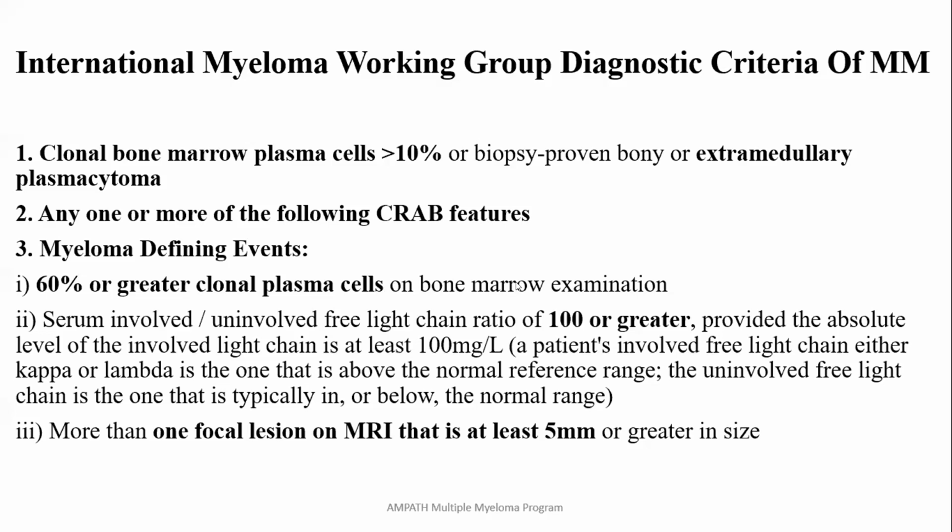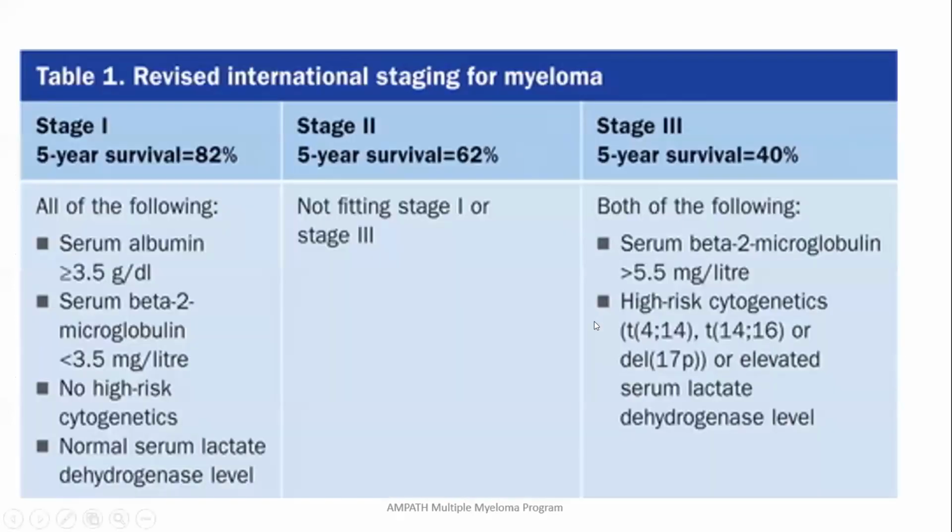So next slide. This is just to remind us that we need to stage multiple myeloma. And for you to diagnose it, we have almost everything except cytogenetics. This is the Revised International Staging for multiple myeloma. You need a serum albumin, which you'll get from your liver function tests, and a beta-2 microglobulin of less than 3.5 milligrams per liter. If you're able to do cytogenetics, no high-risk cytogenetics, and a normal LDH, that puts them at stage 1.